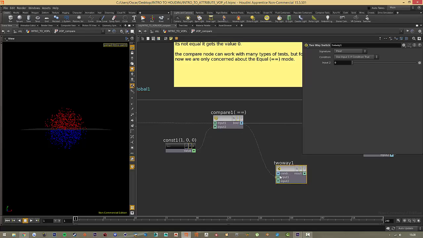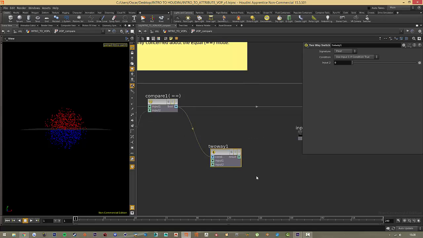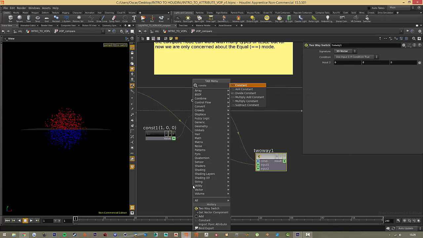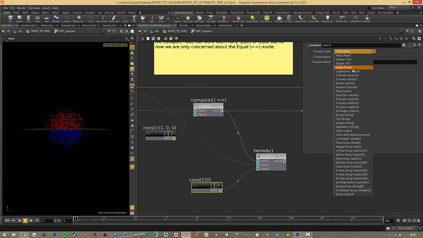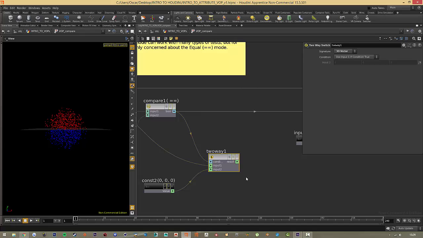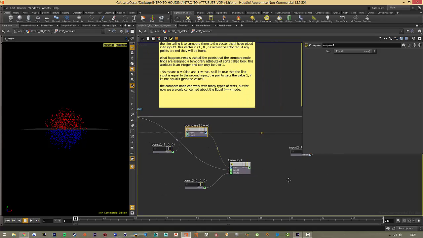We're going to pipe the Boolean value to the condition of the two-way switch. So the two-way switch will switch between two values based on this condition. And the condition takes either a 0, false, or a 1, true, okay? So we're going to pipe the original position into the value 1, okay? This means that if the condition is true, the input 1 will be used. If the condition, however, is false, we're going to use the constant vector of 0, okay? So now the two-way switch will either switch between the original position or 0, 0, 0, okay? And it grabs the compare node's Boolean value, which can be 0 or 1. Let's pipe the result from the two-way switch into the position.